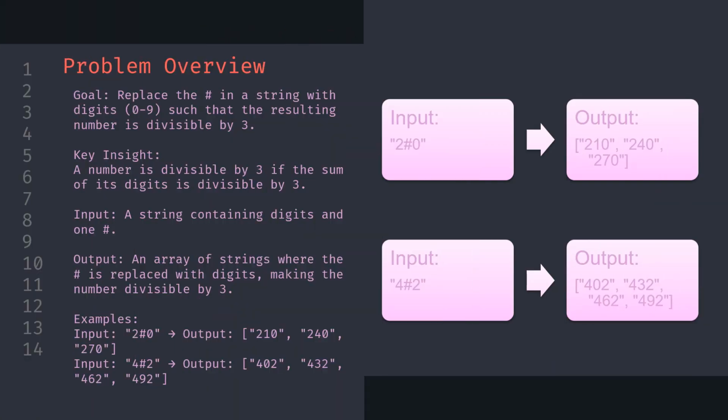The problem involves replacing the hash in a string with digits from 0 to 9 and checking if the resulting number is divisible by 3. For example, in the string 2 hash 0, valid replacements for hash are 1, 4, 7, resulting in 210, 240, and 270.